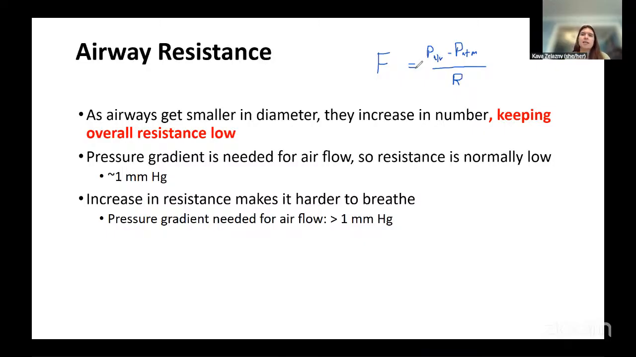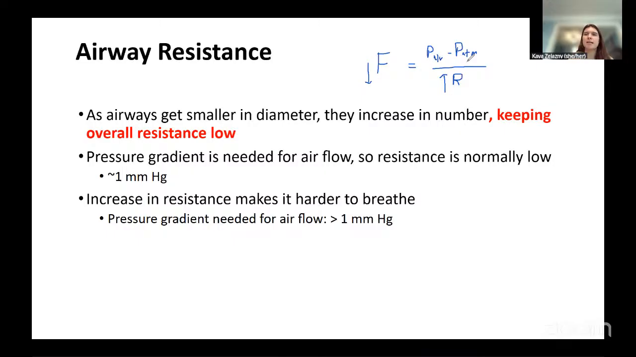So if we see resistance go up, so if we see a change to the airway that makes it extra narrow, let's say, right? If the resistance goes up, this means we're dividing by a larger number, right? So overall, our flow rate would go down, unless we create a larger pressure difference to make up for it.